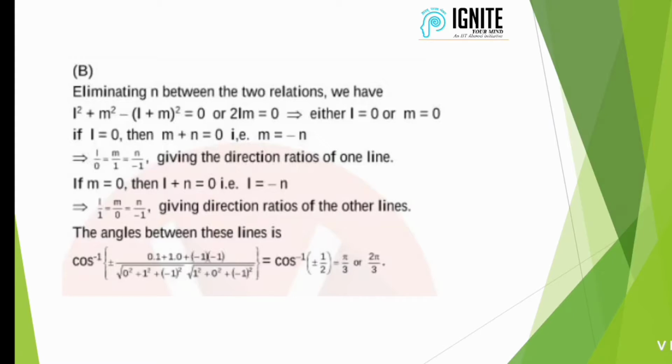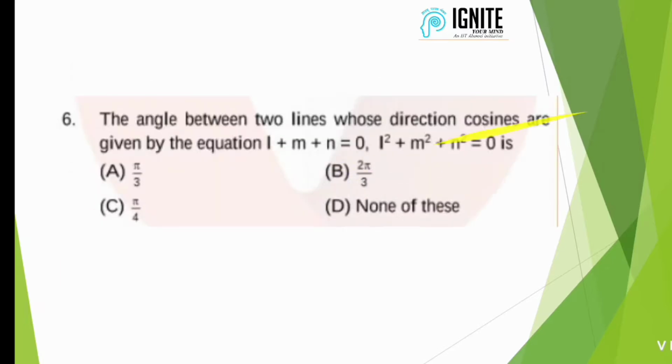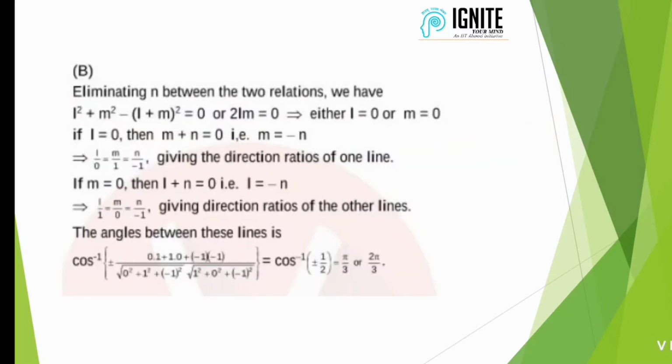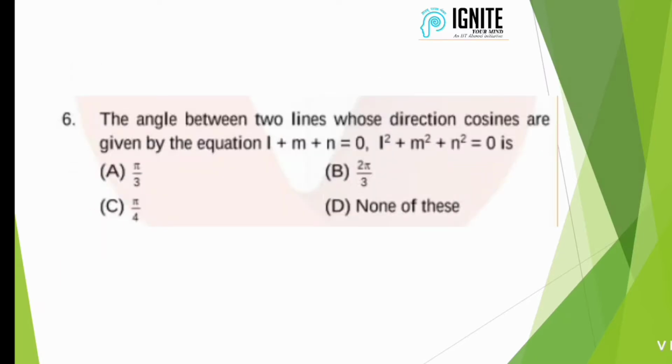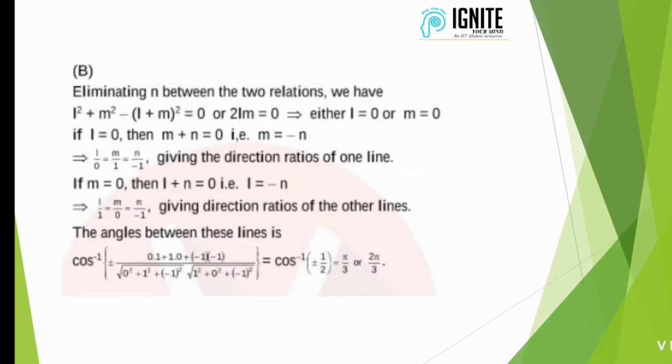Before that, you can take the second equation, L square plus M square plus N square is equal to 0. From the first equation you can obtain N as minus L minus M. You can substitute that in the second equation and you will obtain L square plus M square plus minus of L plus M, whole square, which is equal to 0.